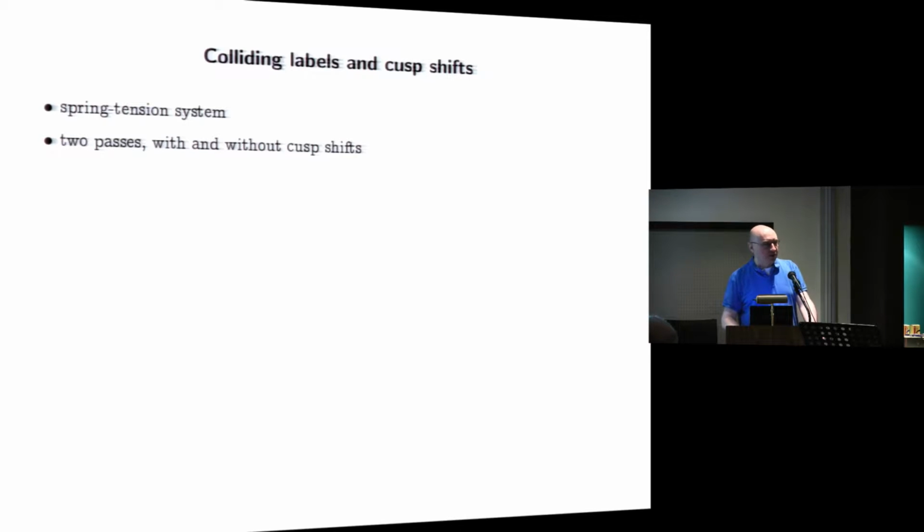Colliding labels and cusp shifts. I only have a couple points on the slide here. It's pretty much what you would expect, although it ended up being a fair bit of work to implement. It's a spring tension system. Each label has a certain amount of springiness. It's being pulled towards where it should be in its longitude, but it's being pushed away from other labels. So it iterates a bunch of times, moving things according to the spring tension until it comes up with a reasonable solution. It does two passes. First, it tries to keep all the cusps straight. If it can't fit that way, then it allows them to bend, as you saw.